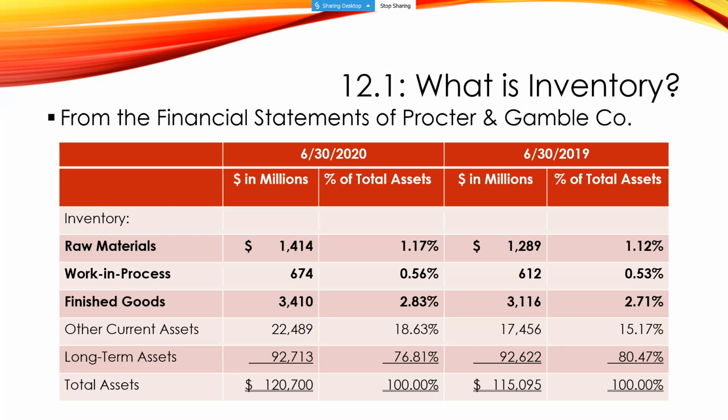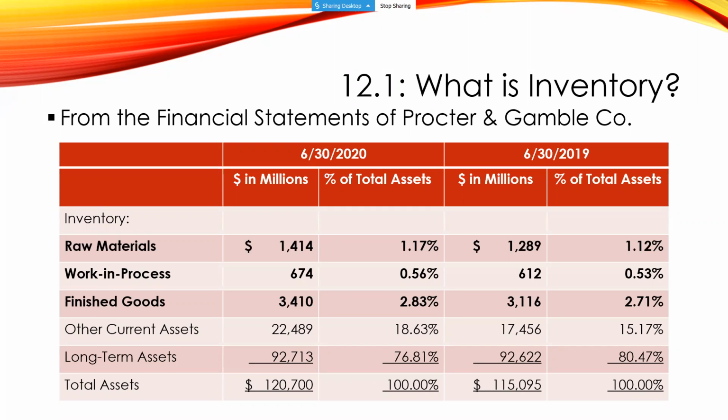So as far as how much inventory is as a percentage of total assets, it's not that much. So if you added up the three percentages, it'd be somewhere in the neighborhood of 4.5% for 2020. And about the same for 2019, a little bit less. So not even 5% of assets are inventory.